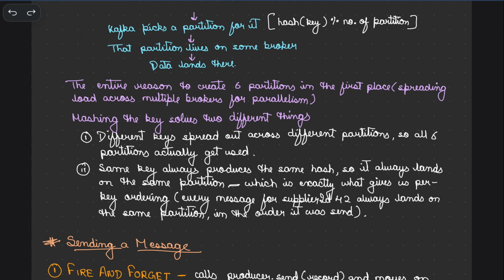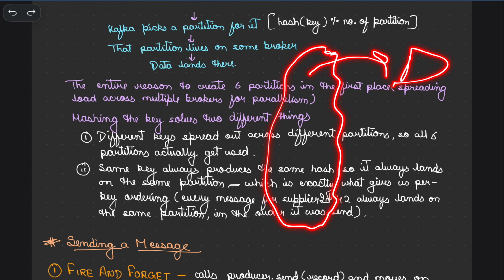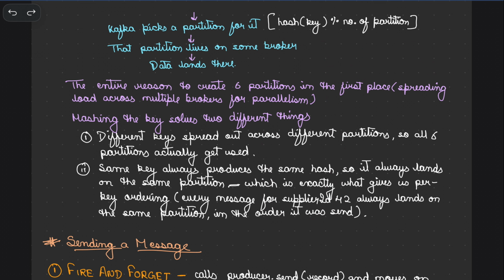Now, hashing the key to select the partition solves two different problems. First, different keys spread out across different partitions, so all 6 partitions actually get used. Let's say we have 1, 2, 3, 4, 5 and 6. These keys will land in different partitions, so all 6 partitions are getting utilized.